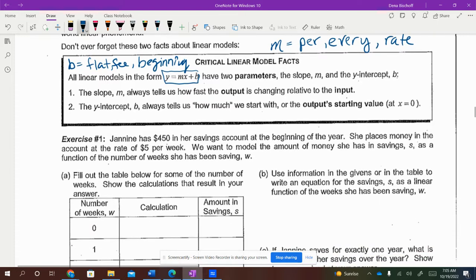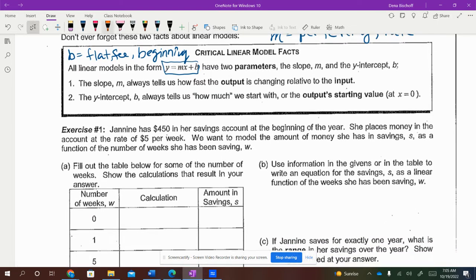So, for example, number one, it says Janine has $450 in her savings account at the beginning of the year. So at the beginning of the year, she has $450. That's the b. She places money in her account at a rate of $5 per week. That is our m. So the first thing that I want to do is just write a general equation in the form y equals mx plus b. So y equals m, which is $5, times x plus b, which is 450.